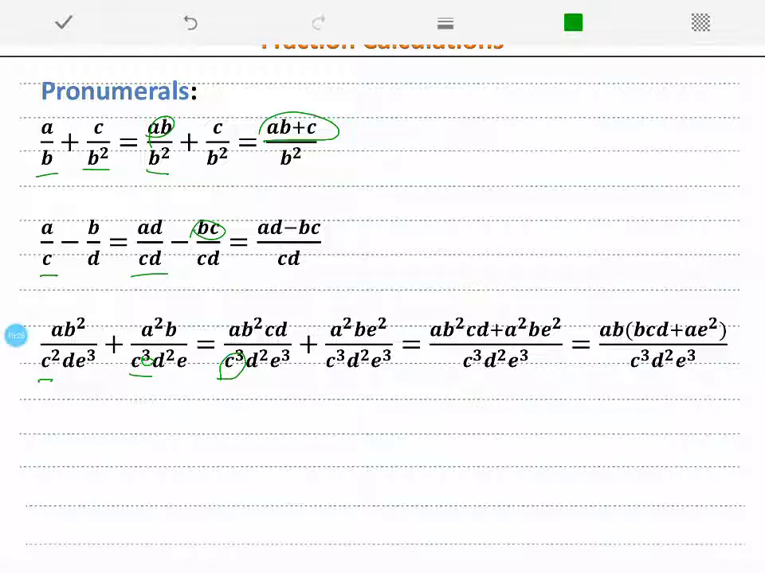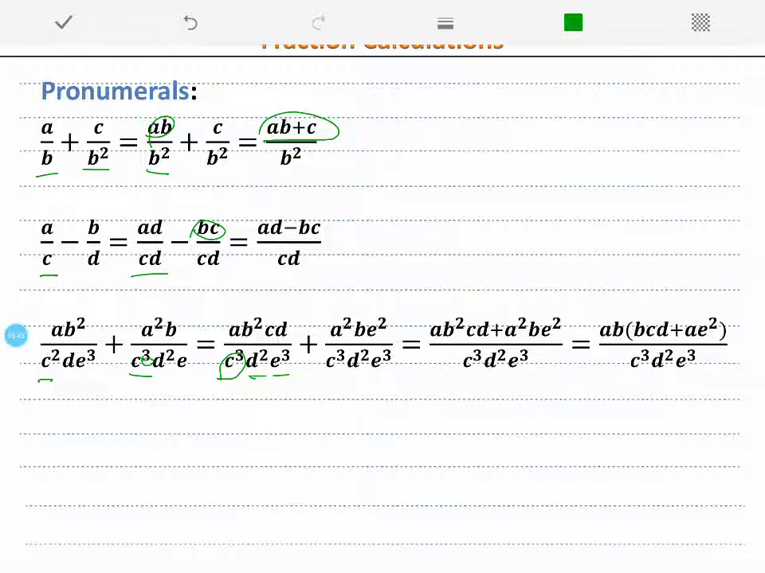Then for d, the highest order is 2, so you write d squared. And the highest order for e is cubed, so you write e cubed here. Then c cubed d squared e cubed is the smallest common multiple.